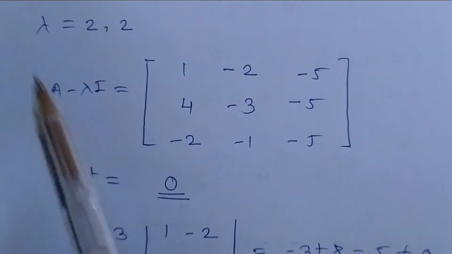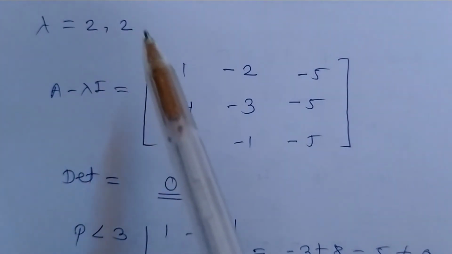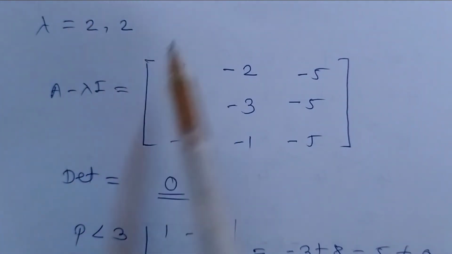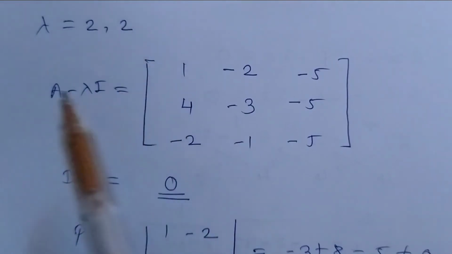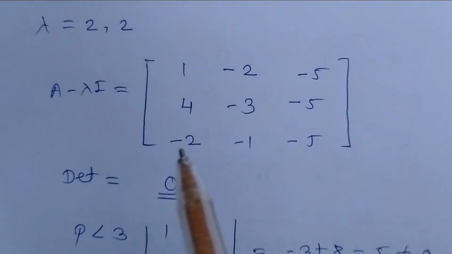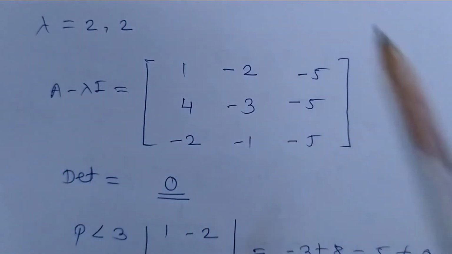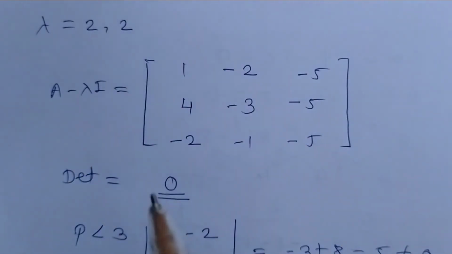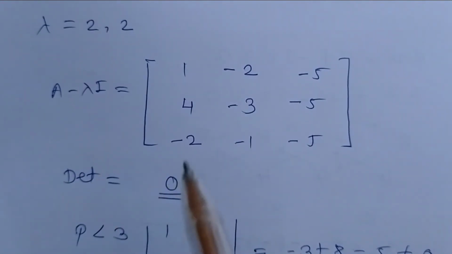For the degenerate eigenvalue, that is lambda is equal to 2, 2, both are degenerate eigenvalues. So we have to find the eigenvectors. So A minus lambda I, that is 1 minus 2 minus 5, 4 minus 3 minus 5, minus 2 minus 1 and minus 5. When we find the determinant of this, it is 0.